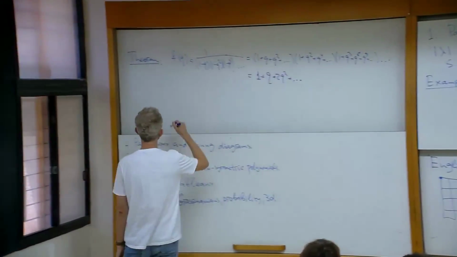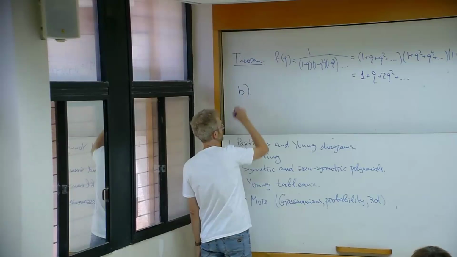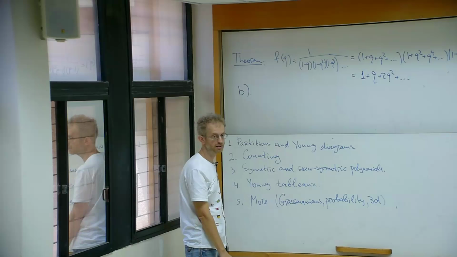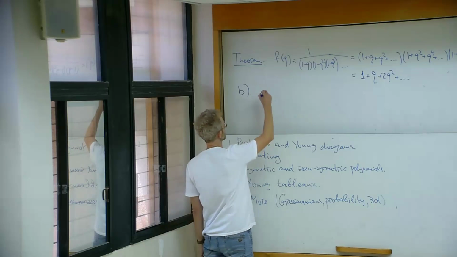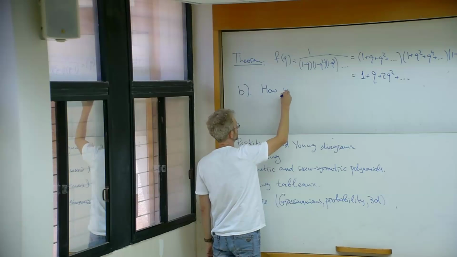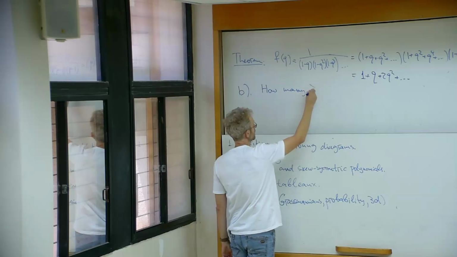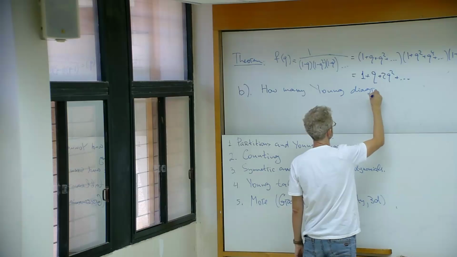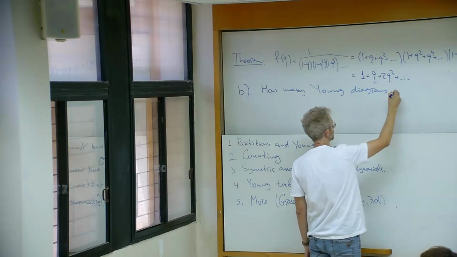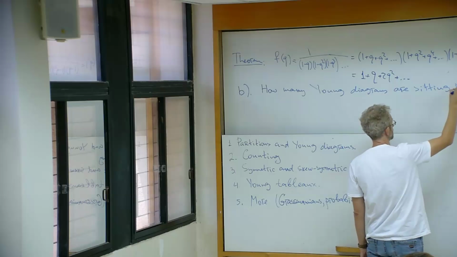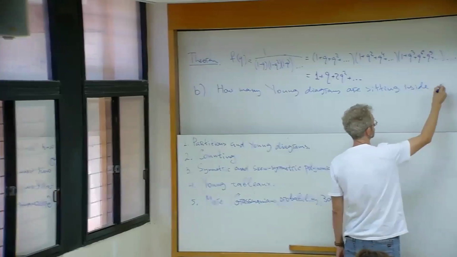And then there are many others. I'm just giving you some examples. Let us forget about n and restrict to some box. So how many Young diagrams are sitting inside a box?